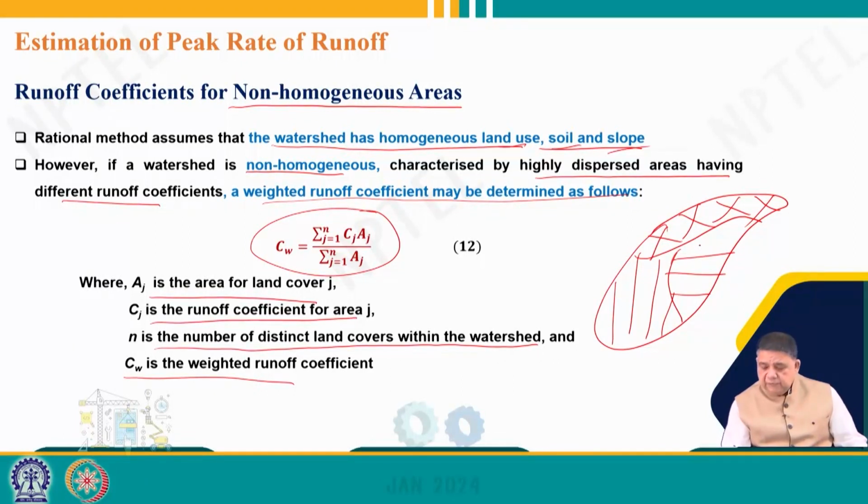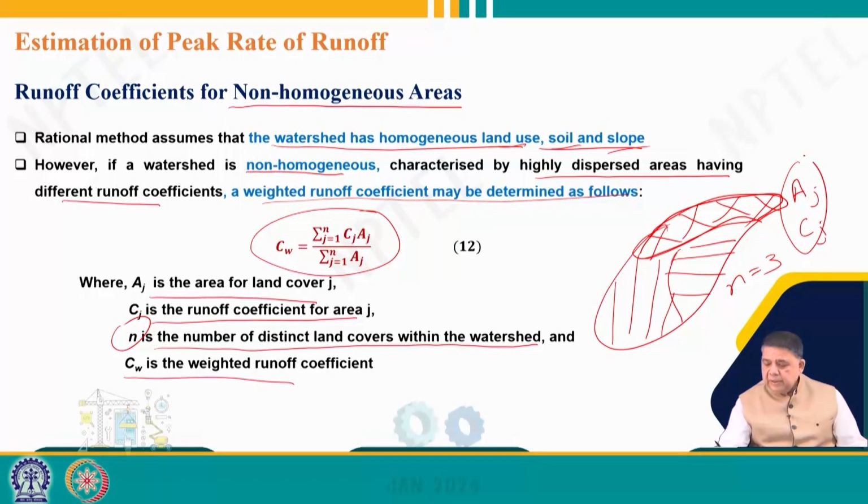If these 3 different features are there, that means in that case our N value becomes 3, and we have to find out the area under each of these, that is area Aj, and the corresponding Cj. So, if I know Aj and Cj of all 3, the sum of Aj Cj will give me the numerator, and the total area is of course the denominator. So, I can get the weighted runoff coefficient for a non-homogeneous area.